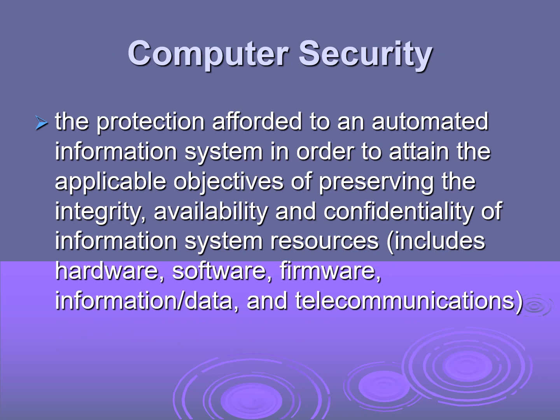Next comes computer security: the protection afforded to an automated information system in order to attain the applicable objectives of preserving the integrity, availability and confidentiality of information system resources. That includes hardware, software, firmware, information, data and telecommunications. We should not compromise the security of a system, a computer or an information system. We should be able to protect the hardware, software, firmware, which is the combination of hardware and software. We should protect our information and data and also the telecommunication, that is the transfer through the internet. Everything needs to be in a secure and protected manner. That is the objective of computer security.